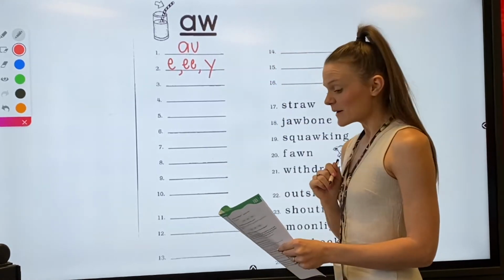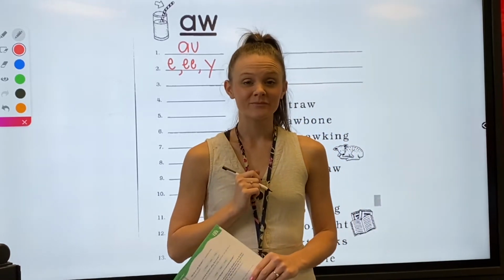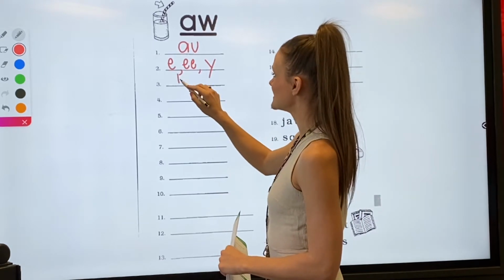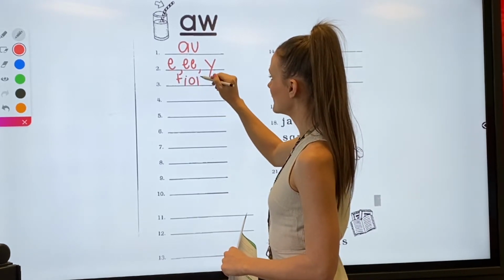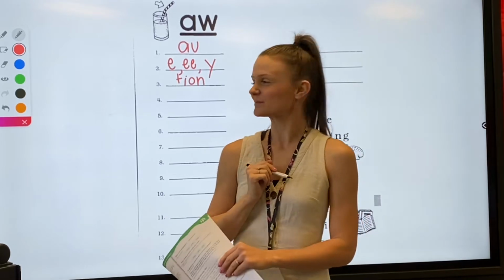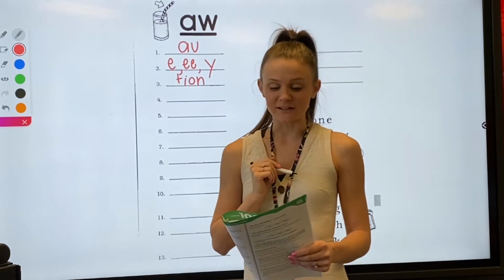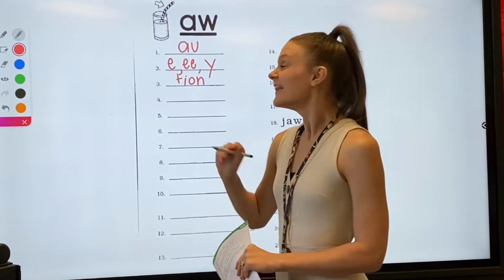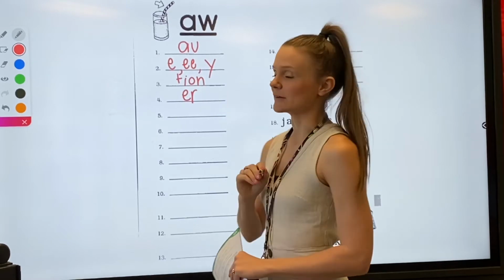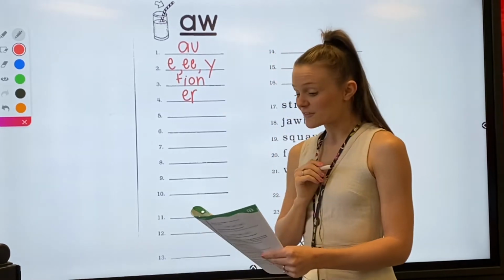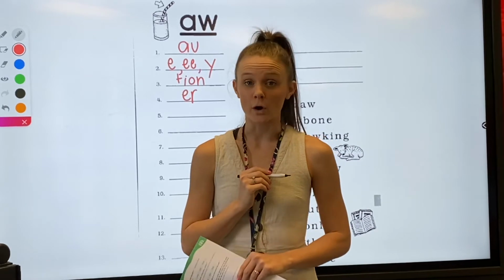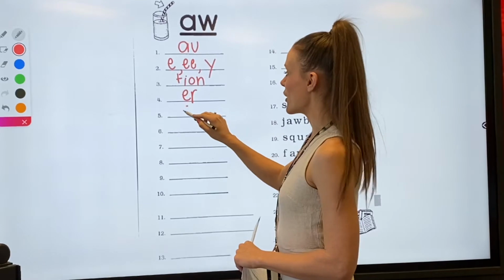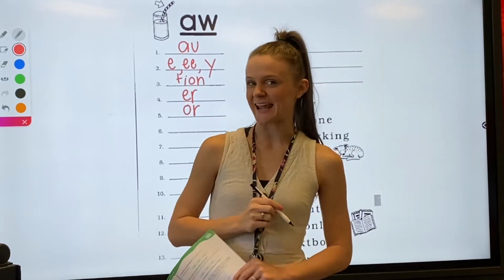For number three, my letter sound is shun. Shun. Yes, shun is spelled T-I-O-N. Shun. For number four, my letter sound is er. That's that E-R bossy combination. For number five, my letter sound is or. That's that O-R bossy combination.